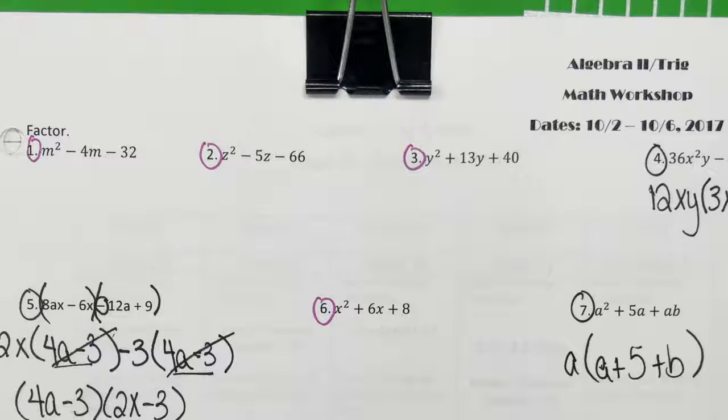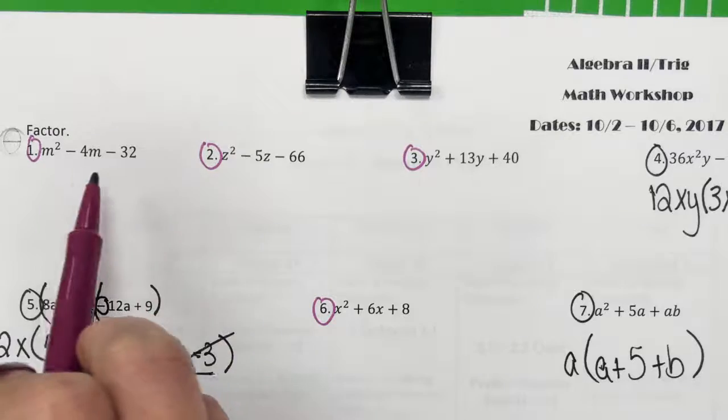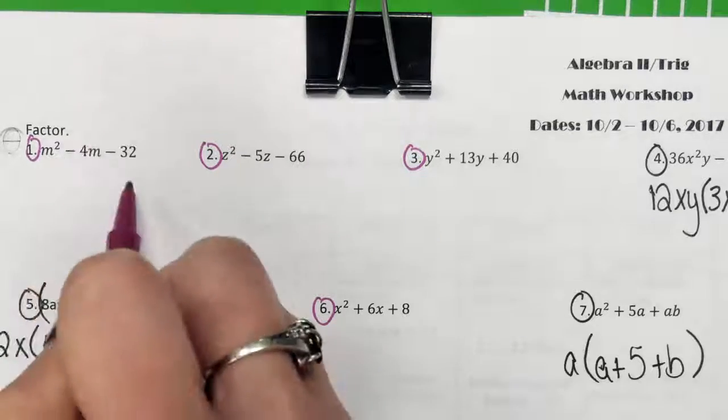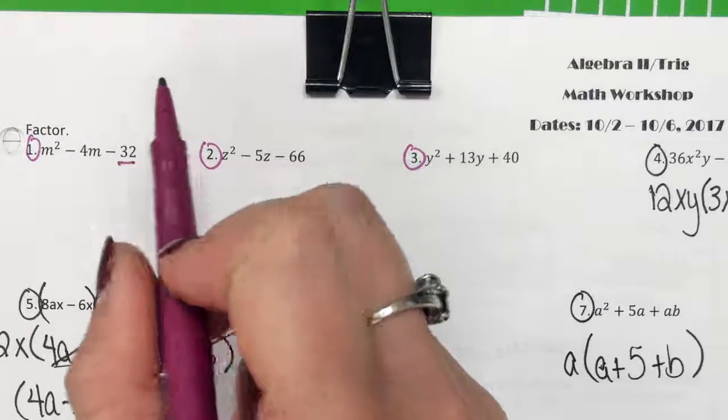So look at 1, 2, 3, and 6. Those have 3 terms, right? But do they have anything in common? Is there a GCF between any of them? No. So you got to do these a little bit different, okay? So take the back number. Find all the factors of the back number.